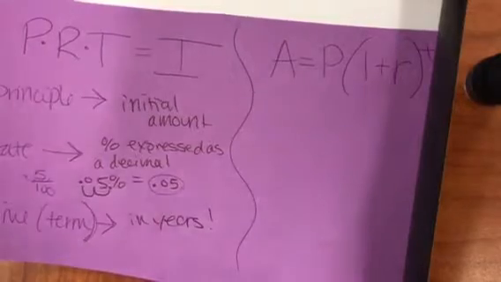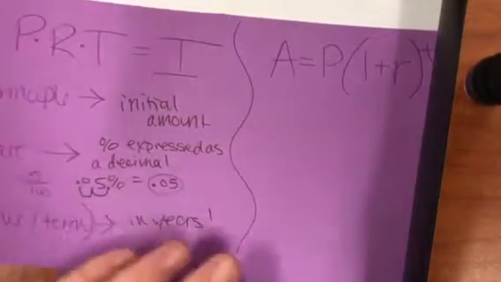0.25 years. It's a fourth of the year. There is a way to figure that out. We'll help you out on that.